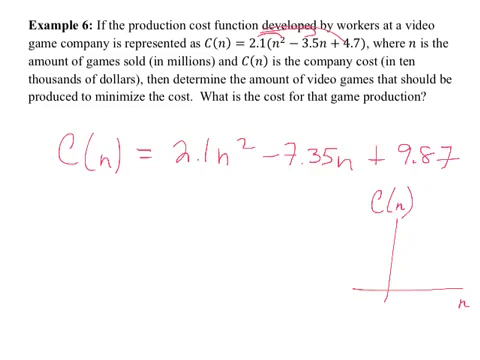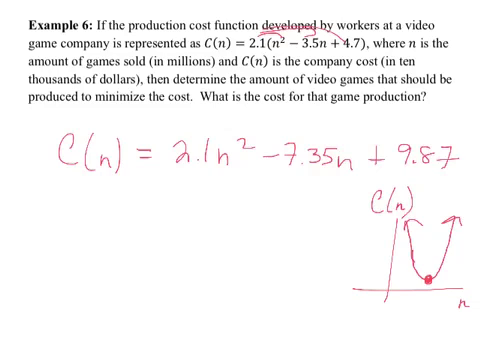So the cost is going to be very high when you only have a few games produced. But as you get more and more games, it gets cheaper to produce them. But there's a certain amount, and once you hit it, it's the minimum cost value per game. And then that is going to go back up. So we're trying to find this minimum cost as a whole, and then we can find the cost per game. So to find a minimum, we have to find the axis of symmetry.